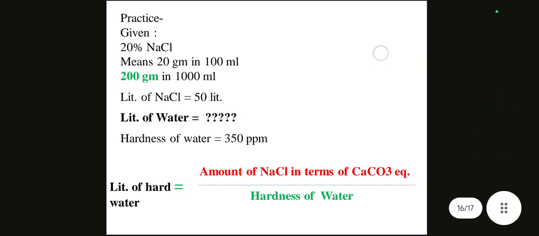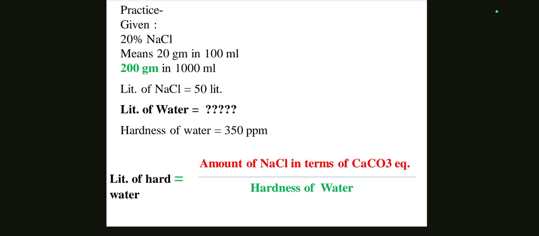One more numerical for practice, you have to solve by your own. Now see the given: 20% NaCl, the way we saw in the case of 15% NaCl. 20% NaCl means 200 gram of NaCl. Liters of NaCl given: 50. Now here you have to find liters of water, and hardness is given to you, 350. Then use the first formula, you will get milligram of NaCl. Use the second formula, you will get NaCl in terms of CaCO3 equivalent. And in the third formula, now here hardness is given, you have to find liters of hard water.